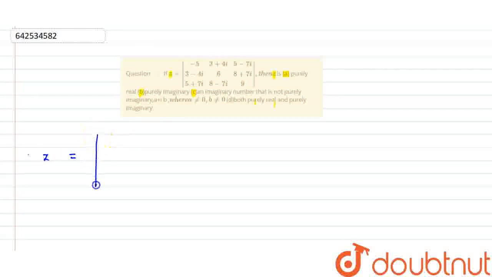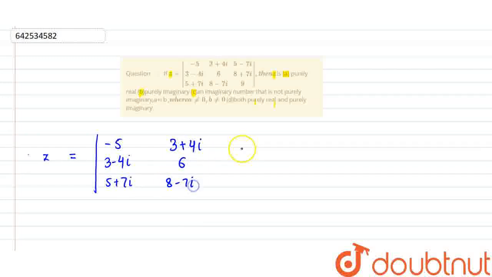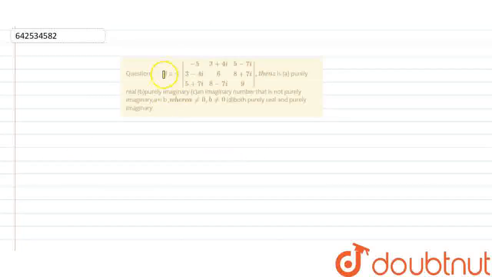This is Z equals the determinant of minus 5, 3 minus 4 iota, 5 plus 7 iota in the first column, and it is 6, 8 minus 7 iota, 5 minus 7 iota. We have the question, if Z is this determinant, then we have to find whether Z is purely real or purely imaginary, or it is an imaginary number that is not purely imaginary, where a not equals 0 and b not equals 0, or both purely real and purely imaginary. So this is option D.